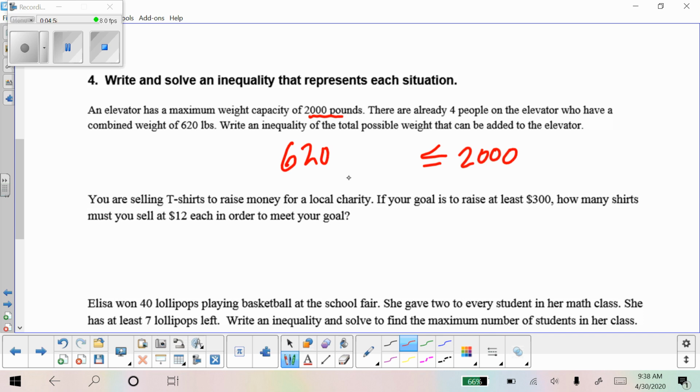And so we can add some weight. We'll use W, but it always has to be less than or equal to 2,000 pounds. And then all you have to do is subtract the 620 from the maximum total, and you end up with 2,000 minus 620 is 1380. So the rest of the weight you put on there has to be less than or equal to 1,380 pounds. So that's how you would do that. All right.